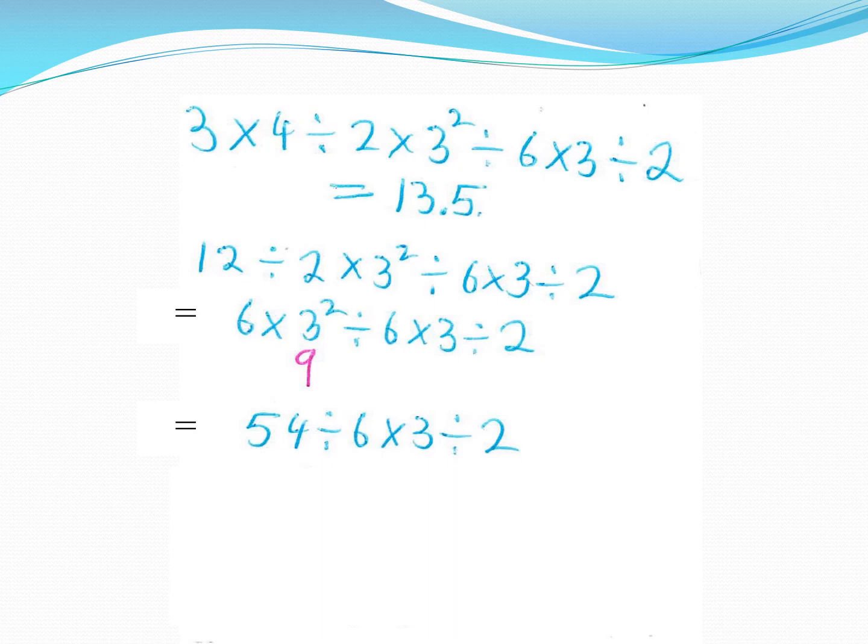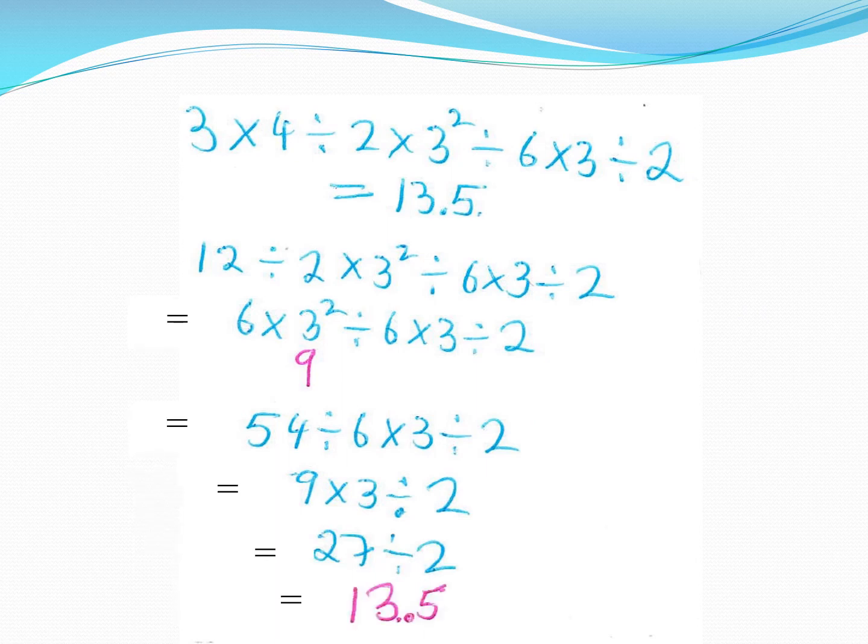In the next step we'll go 54 divided by 6 will give us 9. That's sort of a coincidence. So 54 divided by 6 is 9 times 3 divided by 2. 9 times 3, 27 divided by 2. 27 divided by 2 is 13.5.